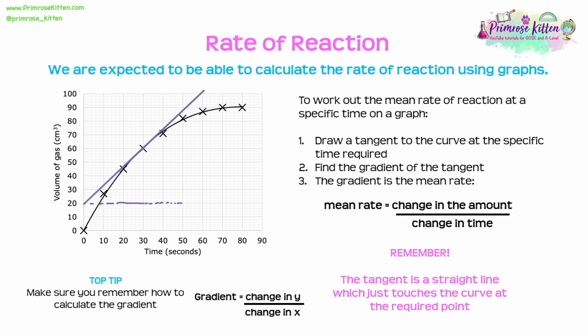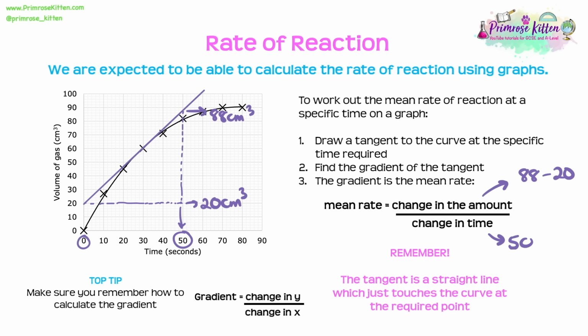And although it's good to just find a nice easy triangle, you need to also make sure that it's big. The bigger, the more accurate your answer. So here I can see that my triangle at the bottom, it hits at a volume of gas of 20 centimetres cubed, and at a point that I've chosen at the top of it, it's 88 centimetres cubed. This means the change in the amount, or that change in y, is 88 minus 20. Now if we look at the base of that triangle that we've made, the change in time, or the change in x, is 50 minus 0. So now we can go straight in and put this into our calculator.